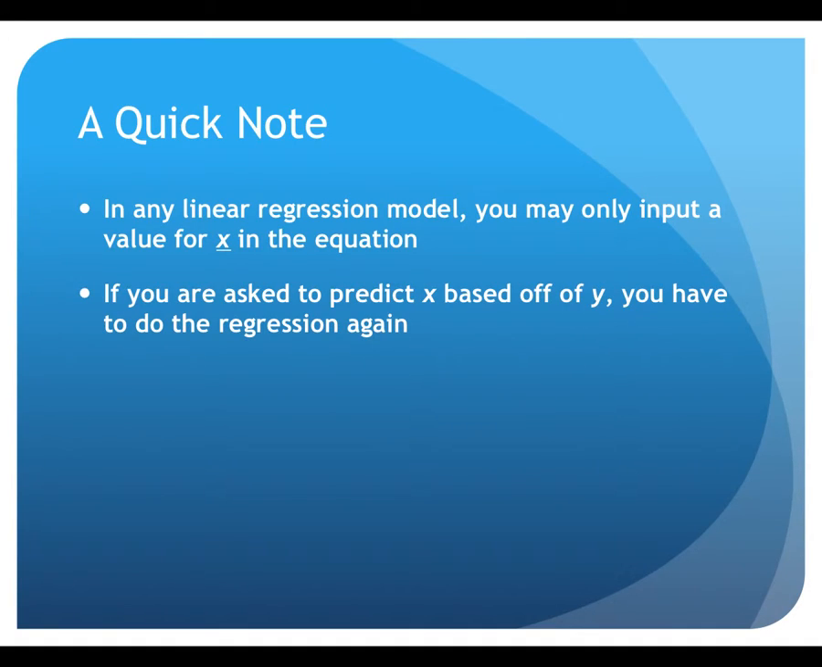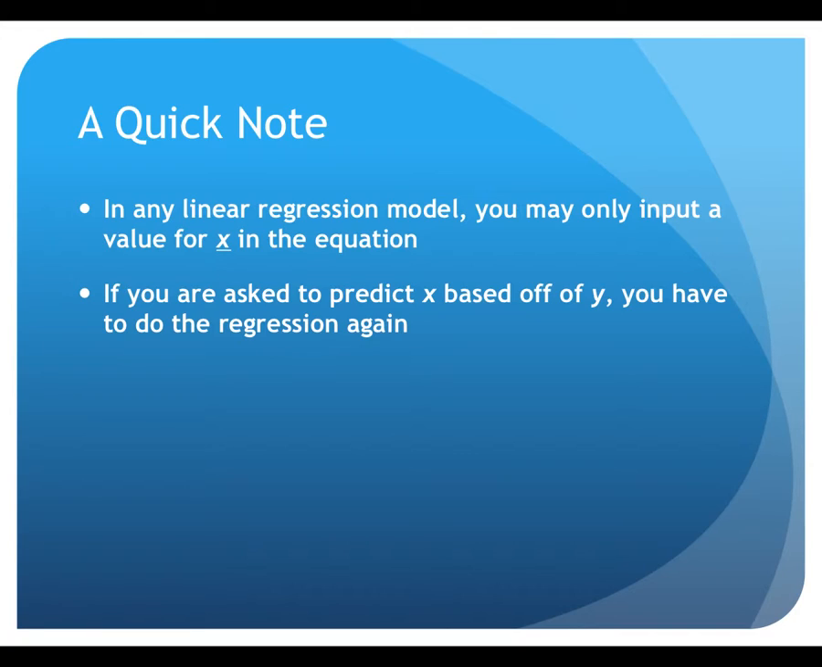Okay, quick reminder. You may only input for x. You never input for y. So if you are asked to input for y, what do you have to do? Get the other equation. You have to do the regression again, but flip your variables. You guys understand what I'm saying when I say that? So like flip list 1 and 2 and do your regression again and change the input and the output? Yes? Yeah. Okay.